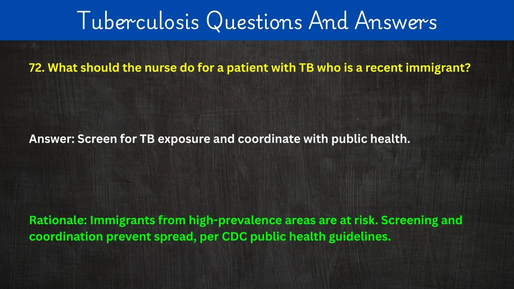72. What should the nurse do for a patient with TB who is a recent immigrant? Answer: screen for TB exposure and coordinate with public health. Rationale: immigrants from high-prevalence areas are at risk. Screening and coordination prevent spread, per CDC public health guidelines.